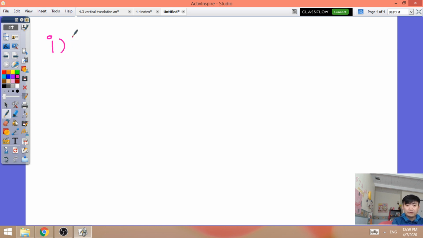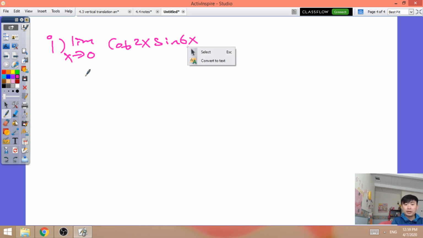So for I, we do have the limit as x goes to 0 of cotangent of 2x times sine of 6x. Before you plug in the number, you probably want to set it up as a quotient first. Sine of 6x we just leave on the top. Cotangent is the reciprocal of tangent, so let's put tangent of 2x on the bottom.